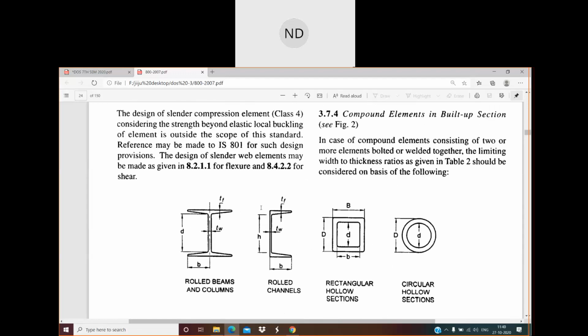there are different types of flanges, and you see here whether it is rolled beam, column section, or rolled channels, whatever. When it is an I section, your b is how much? b is denoted by this portion, half of the flange from the mid of the web. Okay, 1 minute.